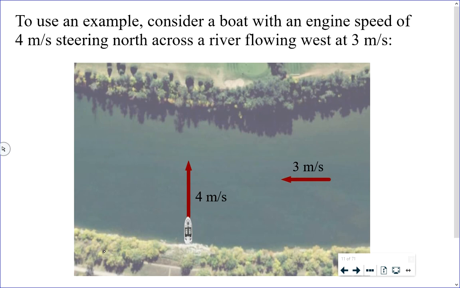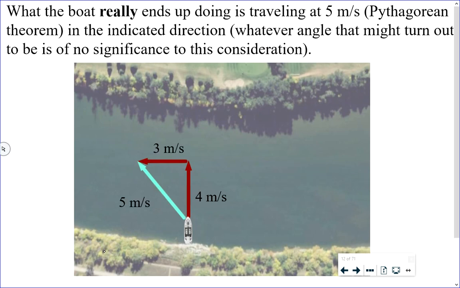And again, I went through this at the beginning, but I'd like to go through it again. If I have a boat that is trying to head north at 4 meters per second, but it's being influenced by a river that's flowing west at 3 meters per second, you use the Pythagorean theorem and get 5 meters per second. Everybody knows how to do that, right? Whatever that angle is, by the way, that's not relevant to my conversation with you right now. I'm not worried about that. There's a particular direction. We don't care about that. That's not my point.